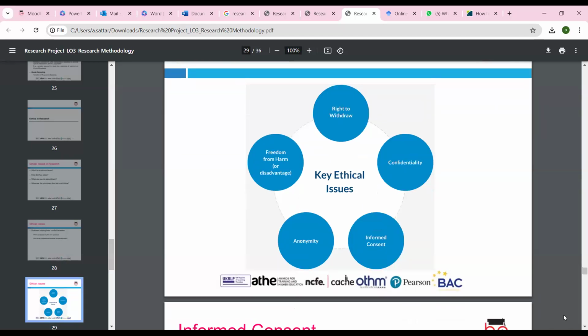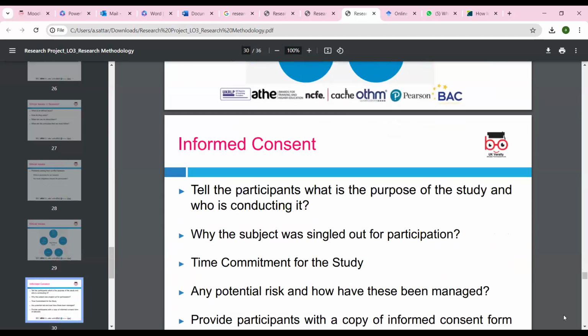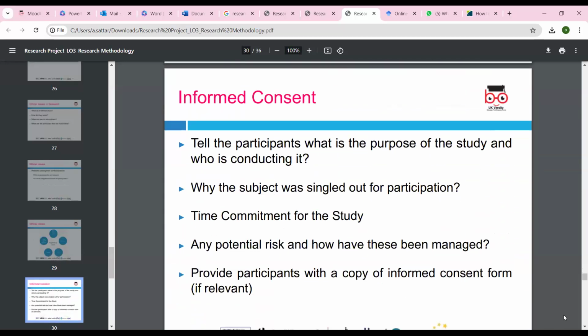So we need to make sure we are ethically and morally correct. Informed consent: tell the participant the purpose of the study. If the purpose is just to meet the requirement of completing my qualification, that's why I'm doing this research. Also why the subject is being singled out for participation, the time commitment of the study, any potential risks, and how these have been managed.